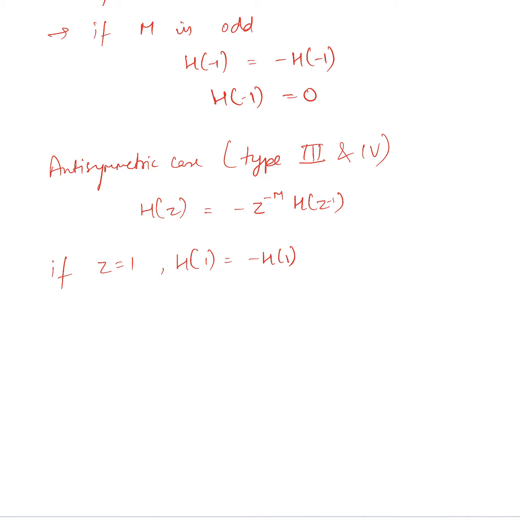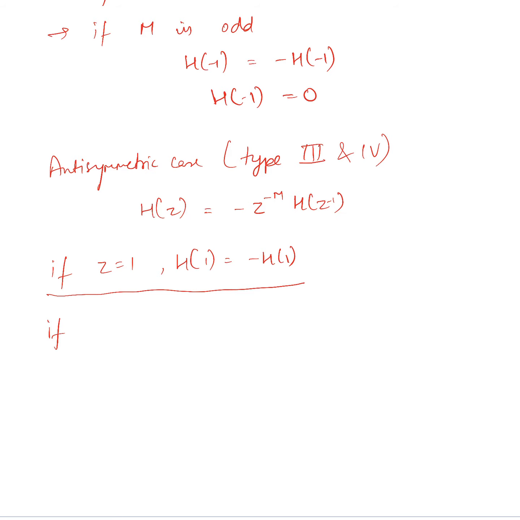Right? So h of z must have a 0 at z is equal to 1 for both m even and m odd. Note that it is irrespective. So for the anti-symmetric case, if you happen to have such a function which belongs to these categories, type 3 and type 4, you would definitely have a 0 at z is equal to 1, because it holds for both when m is even or m is odd.